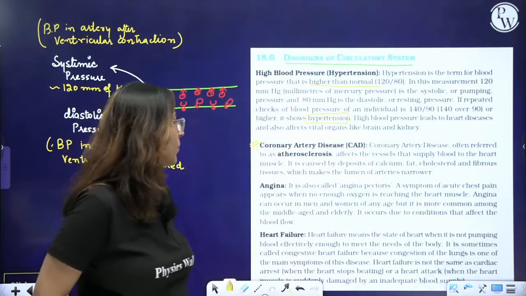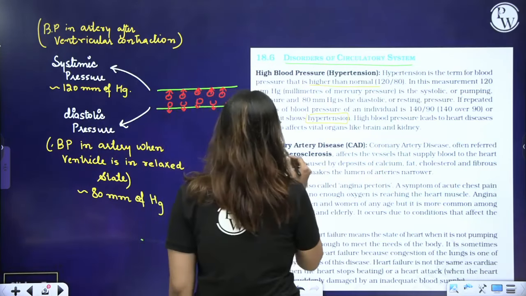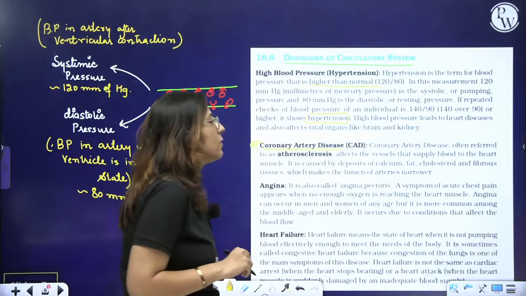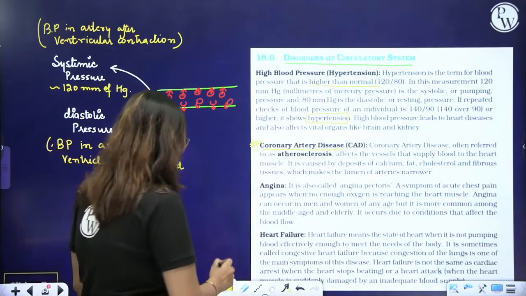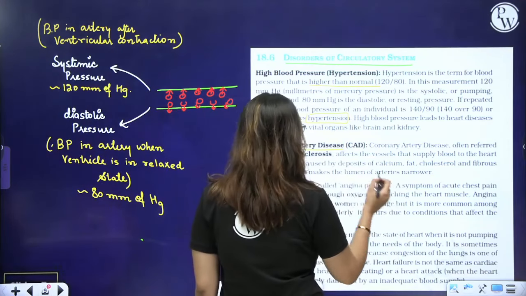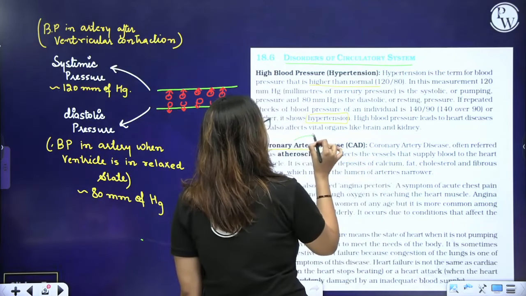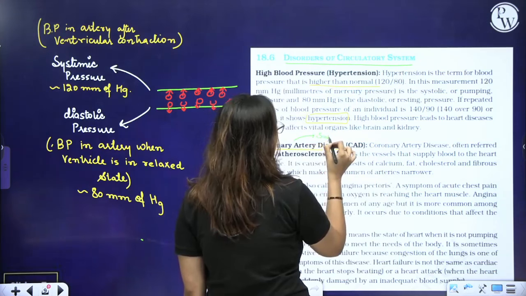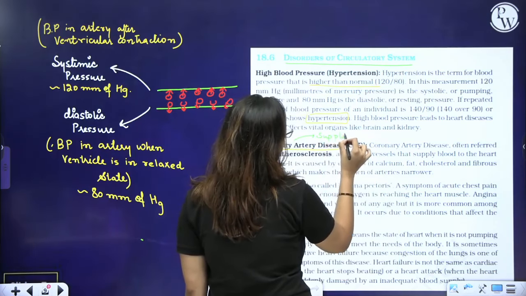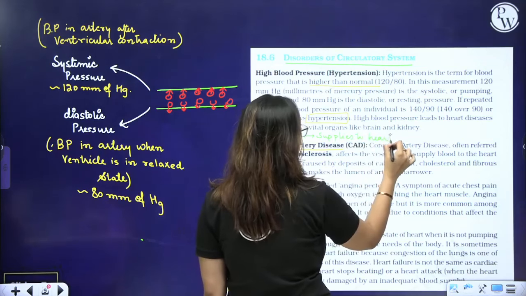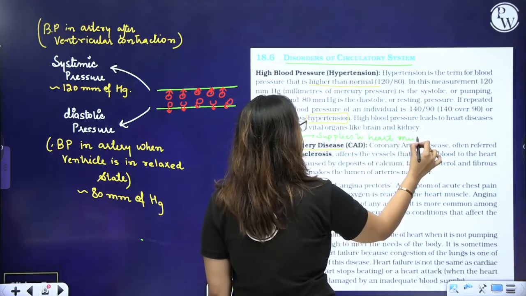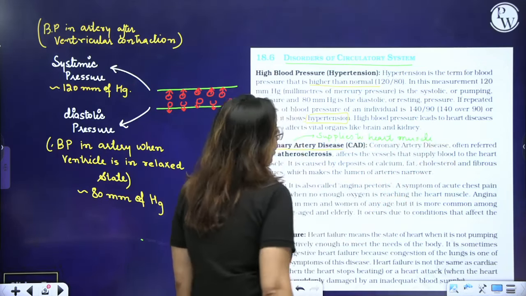Let's have a look. Next, we have coronary artery disease. Look at this line. Coronary artery. So what is this coronary artery? This is the artery which supplies the heart muscle. Definitely heart muscles, the cardiac muscle, are also living, so they also need oxygen.